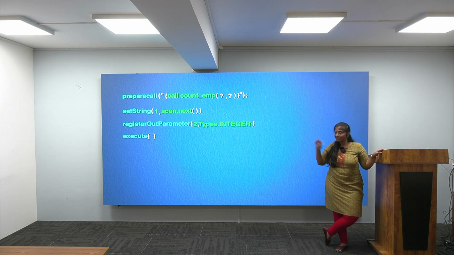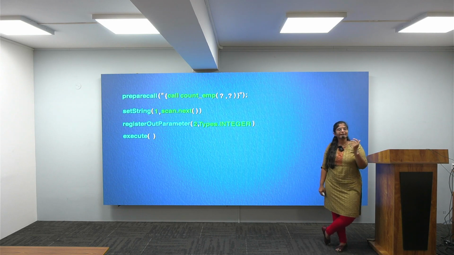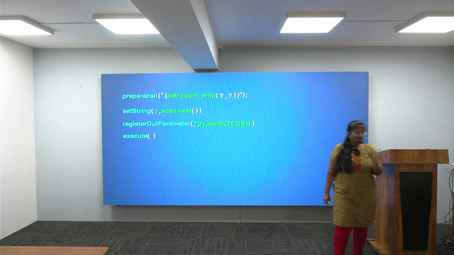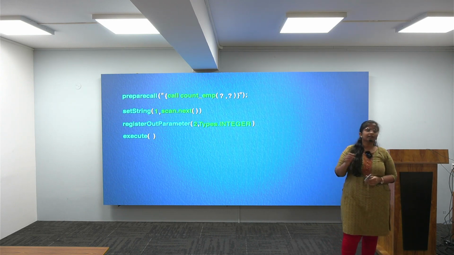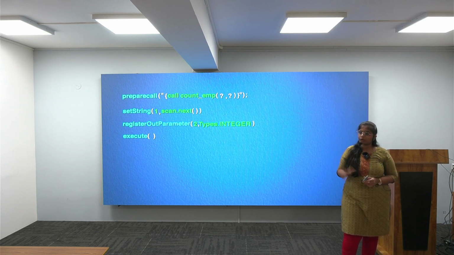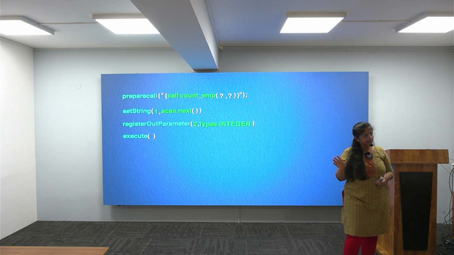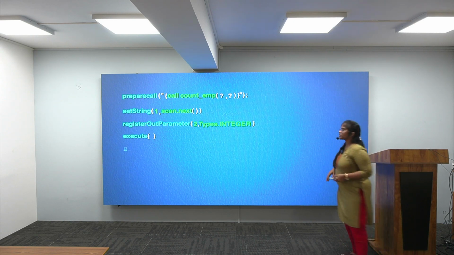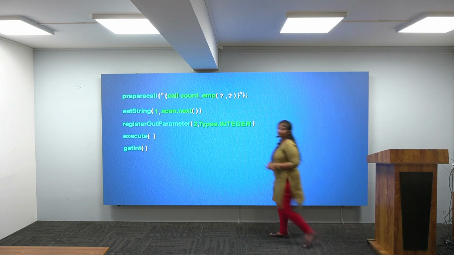Okay. Now execution has happened. Using getters I want to extract that particular value. How can you call the getters? There are get methods available. Get, along with that you need to specify the data type of the output. What is the data type of the output here? Integer. Then you need to call the method called getInt. So I am calling getInt.